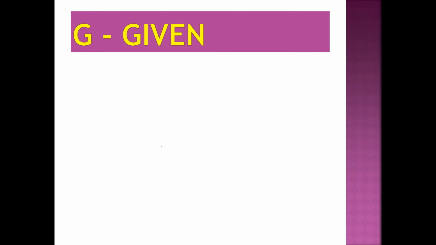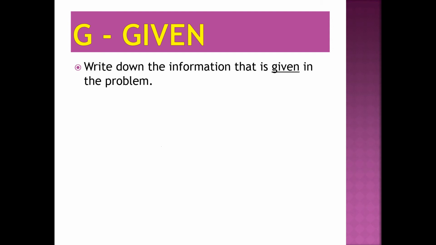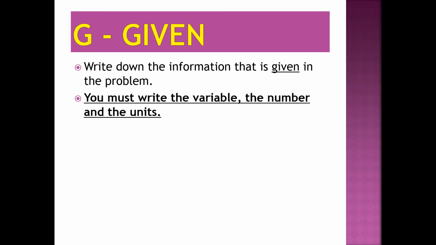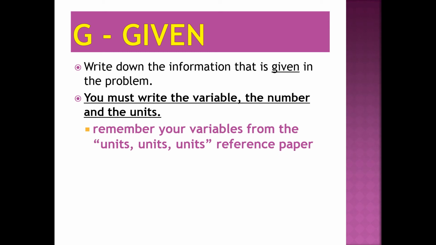The first step in this process is the G, which stands for given. In this step, you are writing down the information that's given in the problem. You must write the variable, the number, and the units in order to get full credit. That's 3 things that you have to write down. Remember variables. We talked about those briefly when we talked about units. A variable is a letter that stands for a number. In the case of your science things, your variable usually stands for a type of measurement, like d for distance or t for time.